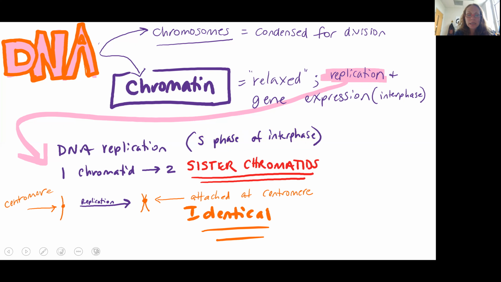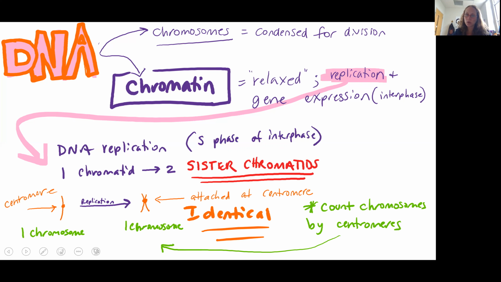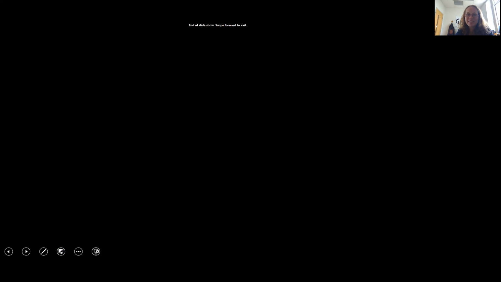We'll come back to this idea in the future. So make sure that you're paying attention here and looking at this. The other thing that's interesting is we count our chromosomes by our centromere numbers. Let me rephrase. We have 1 chromatid on the left side of the arrow, 2 chromatids on the right side of the arrow, but in each case, we just have 1 chromosome. Okay, that's it for now.